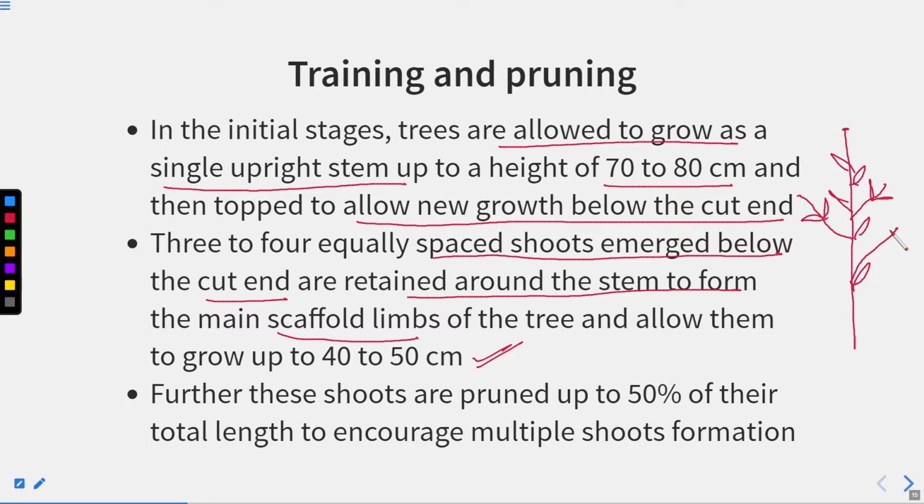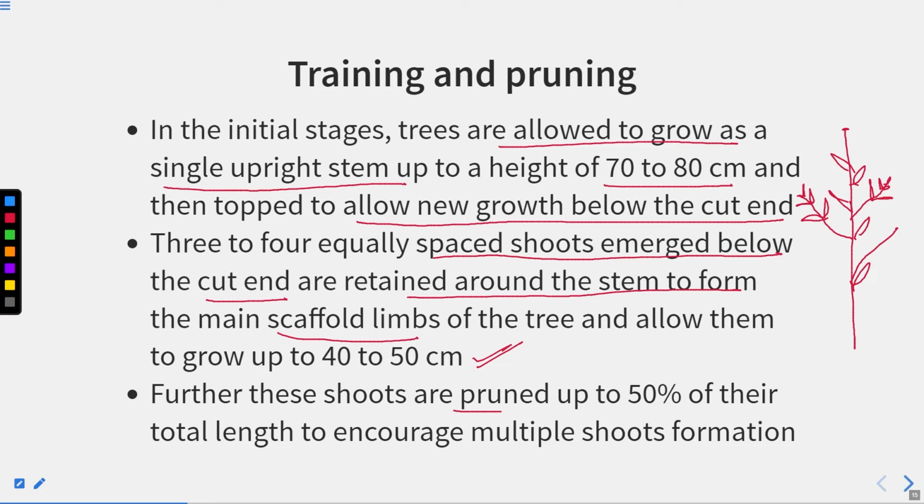So this is very, very important, because we want different branches to arise at a different height, so that they can have proper sunlight, right? And they can have a fruit. The flowering is there, then they can have a fruit. So the more the number of branches, the more fruits you will have on that particular tree.